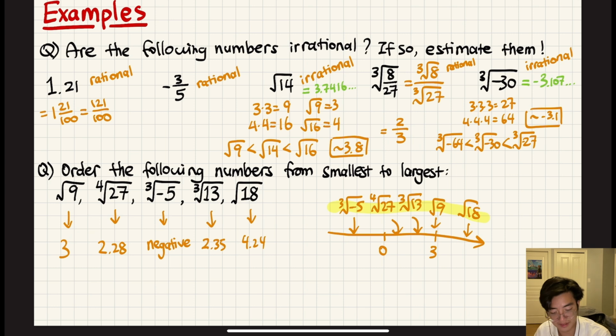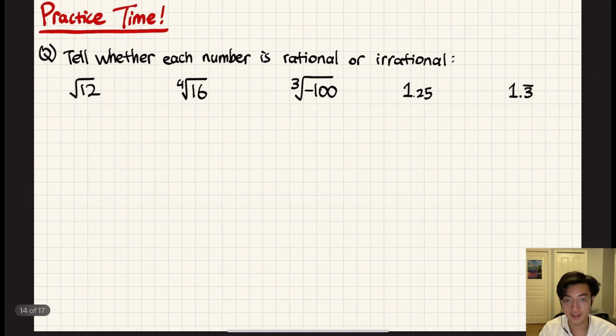So this is pretty much all the numbers, or the radicals. This is us essentially noticing that those are different decimals and labeling them from smallest to largest. Okay, so practice time. We have 5 numbers here. Try to figure out if they are rational or irrational, and try to estimate them if they are irrational.